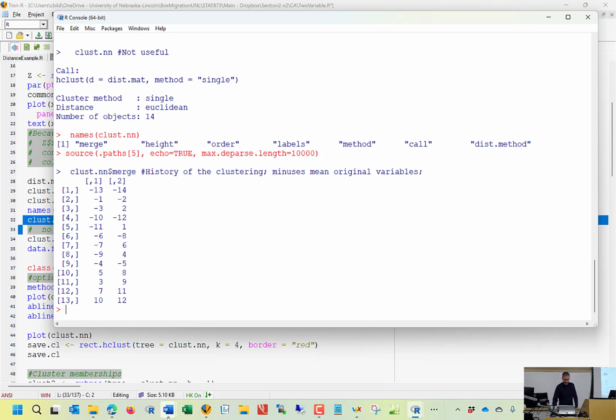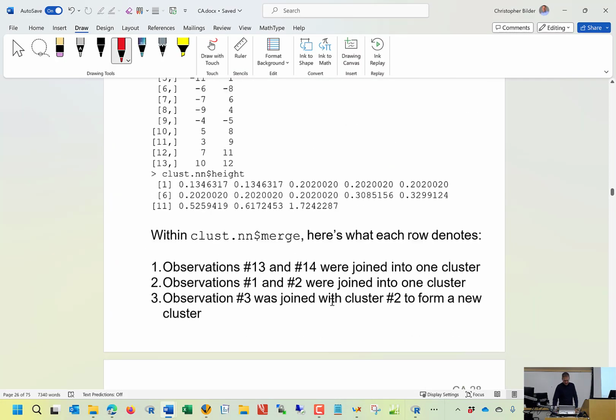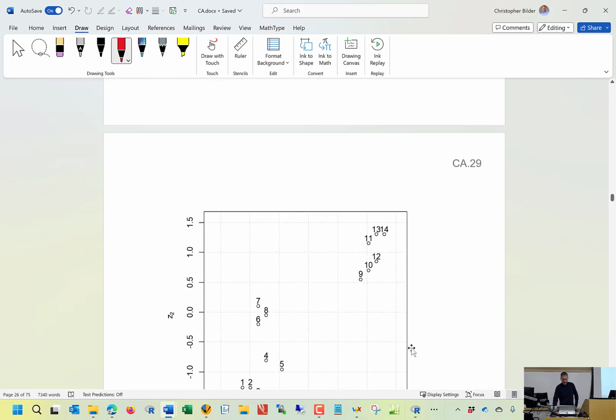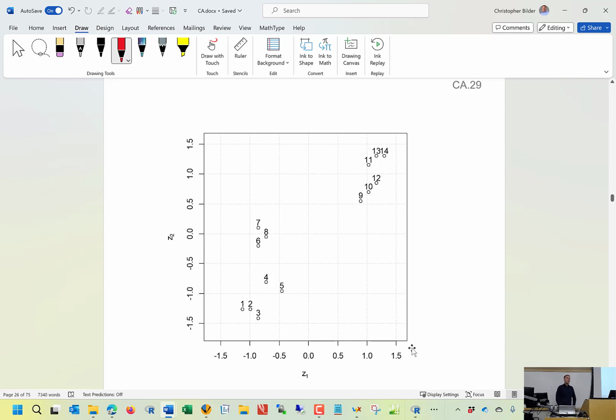Let me jump back over here to Word. Okay. What this is saying is I start off with 14 clusters for the 14 observations. And observations 13 and 14 are joined together first. That's why you see 13 and 14 there. And if I actually look up at the plot, notice how this makes sense. 13 and 14 were joined together first. So that's my first set of clusters.